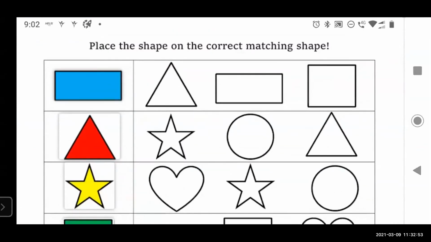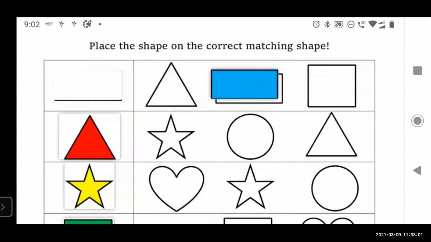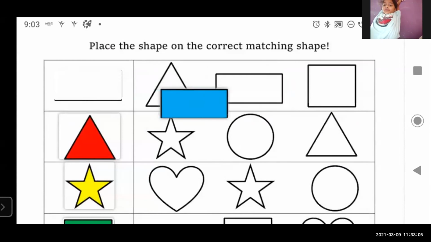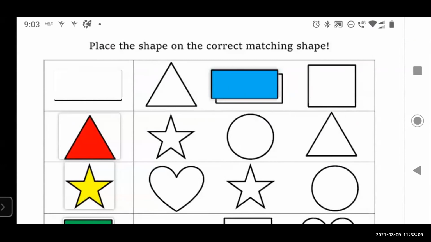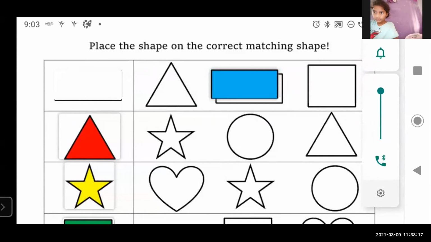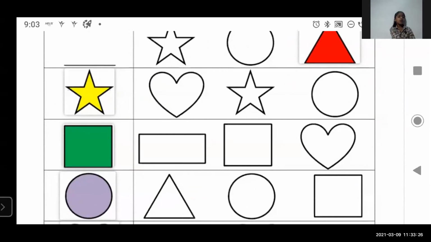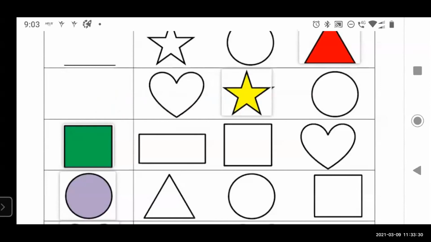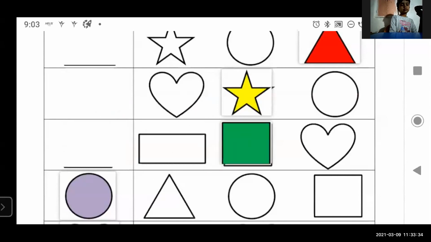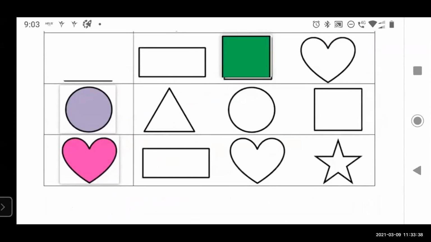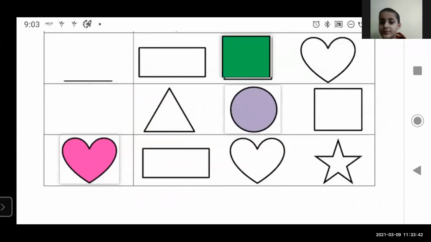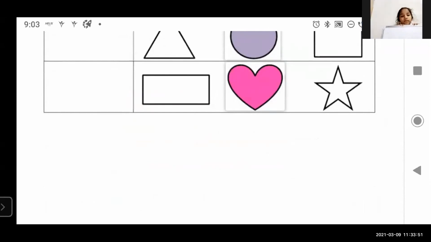Place the shape on the correct matching shape. First is rectangle. You have to match it with this blue one here, like this. Next, triangle. Where is the triangle? Number 3. Very good. Next, star. Number 2. Star, very good. Now next, square. Number 2. Very good. Circle. Number 2. Again number 2, circle, very good. Now last is heart shape. Number 2, very good students.